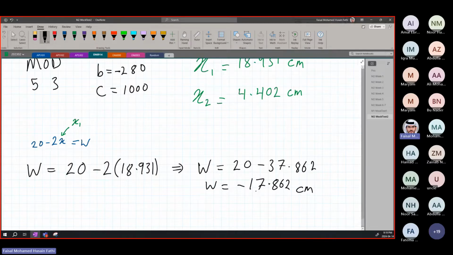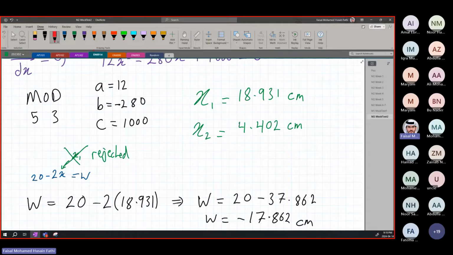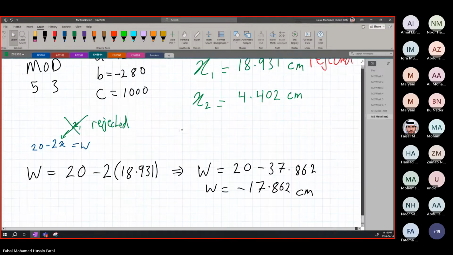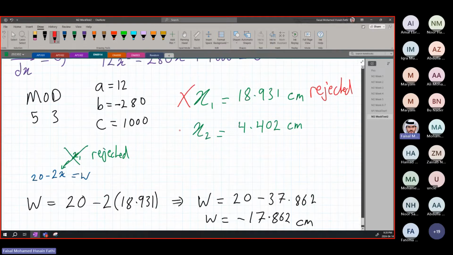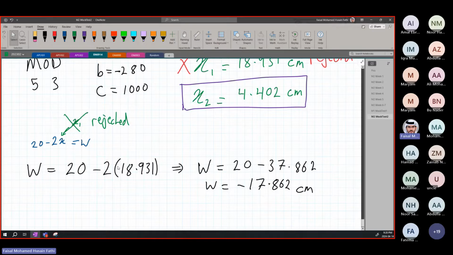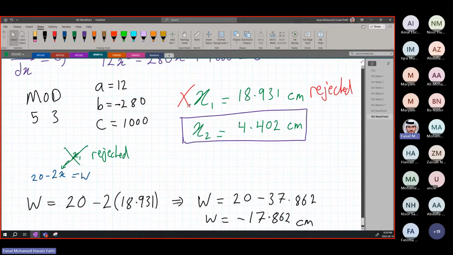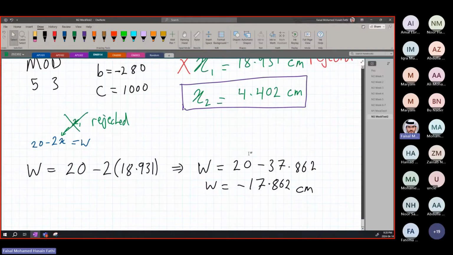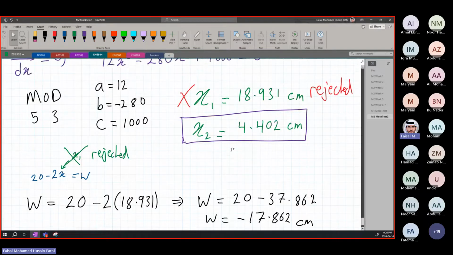So therefore, we cannot use x1. x1 will be rejected. So here, x1 is going to be rejected. All right. So this is rejected. This is not a proper answer. So x2 is going to be our answer. Then if you put x2 in here, you're not going to get a negative value. If x1 is giving you a negative value, the x2 is not going to be a negative value. And that's how you will solve such an equation.